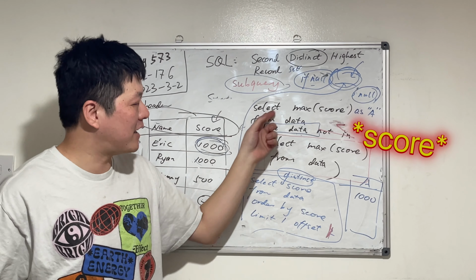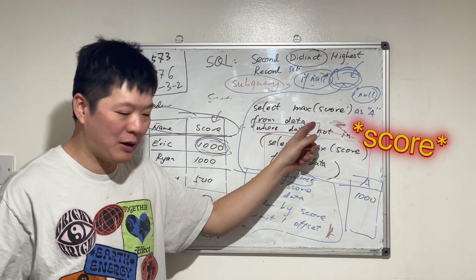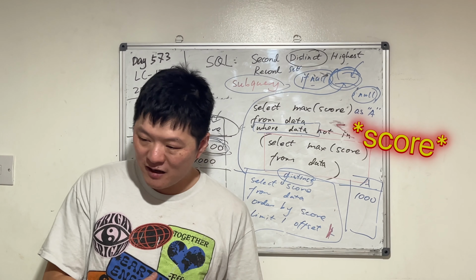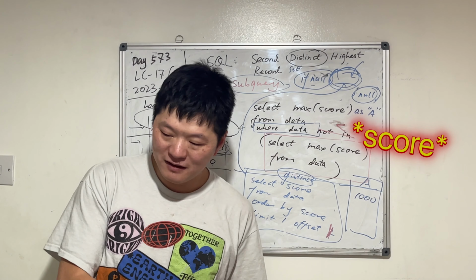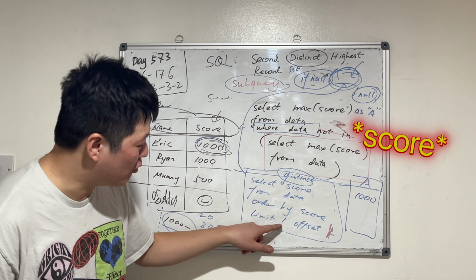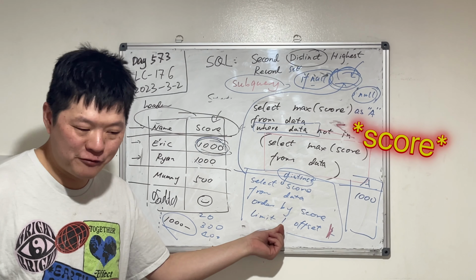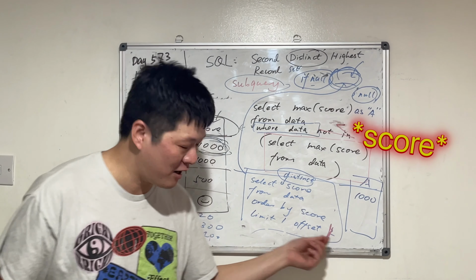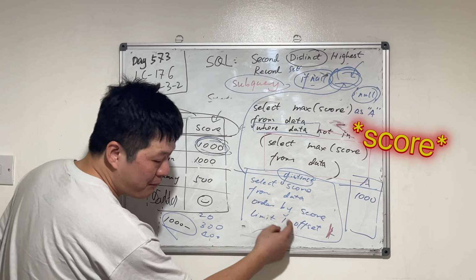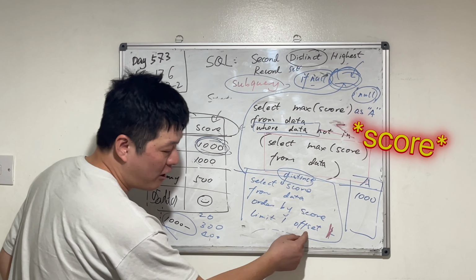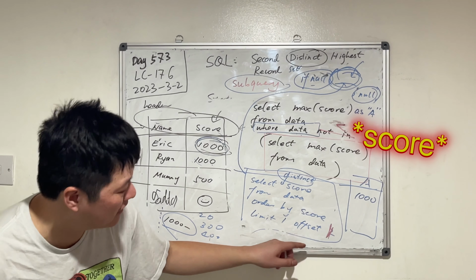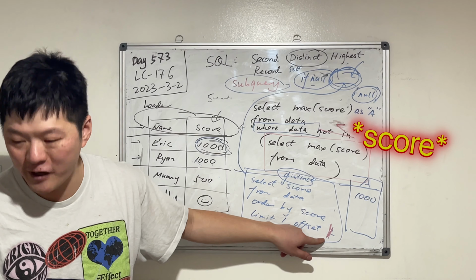Before, we only talked about select something from somewhere where conditions, order by something, limit 1. Limit is the number of records we want to return. Offset is saying that we skip the first few records. Offset 1 means that we skip the first record, which gives the second highest. And distinct means unique.